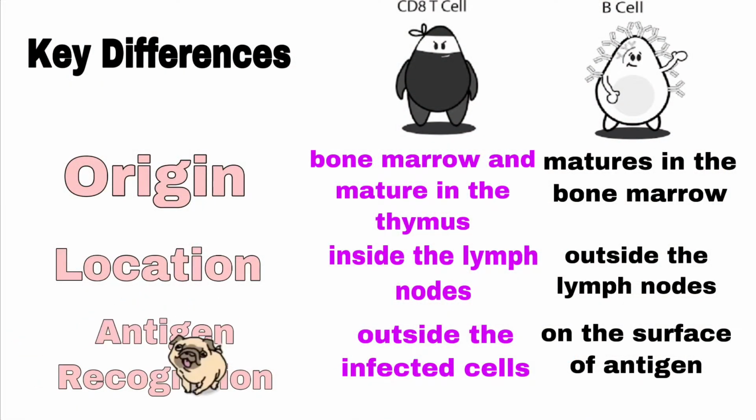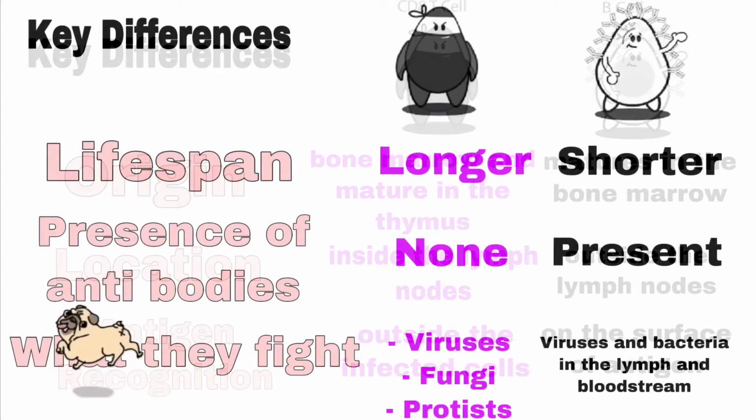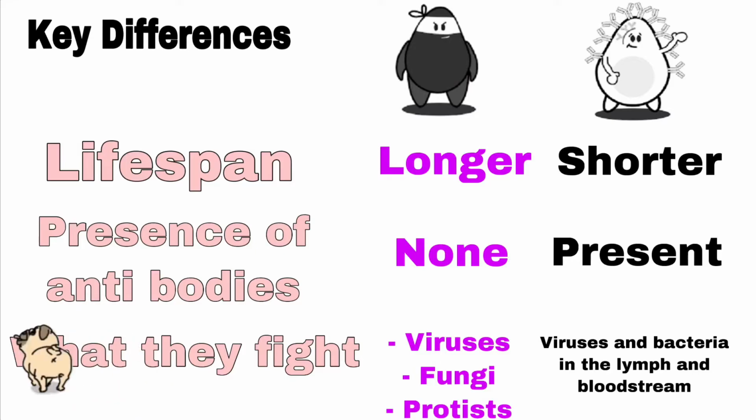The key differences of the killer B and T cells are: T cells originate in the bone marrow and mature in the thymus, while B cells originate and mature in the bone marrow. T cells are located inside the lymph nodes, while B cells are located outside the lymph nodes. T cells recognize antigens found outside of the infected cells, while B cells recognize antigens found on the surface of antigens. T cells have a long lifespan, while B cells have a short lifespan.